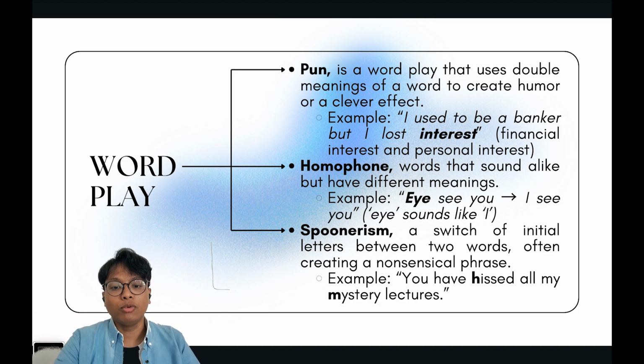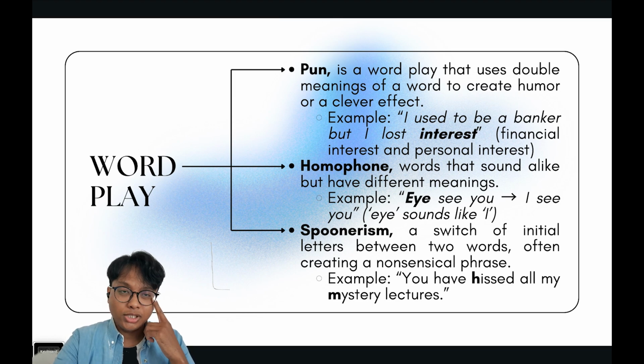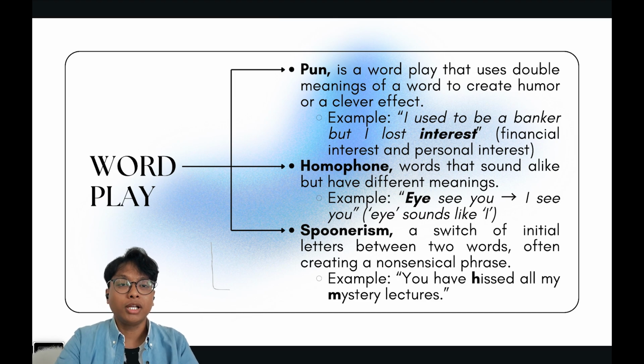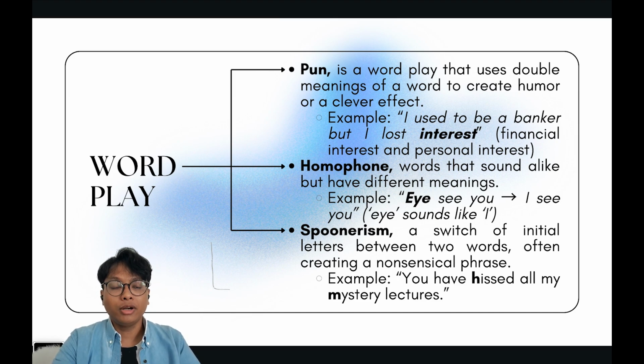The second one is homophone, which is words that sound alike but have different meanings. For example, I see you. I see you sounds like I, which is the letter I, and I see you, it sounds the same, but it's very different in their meanings.